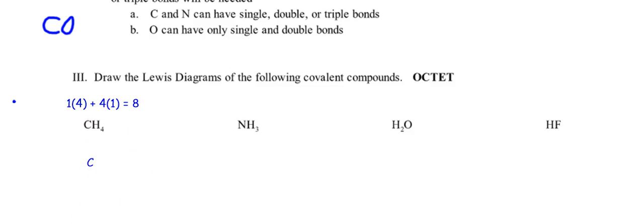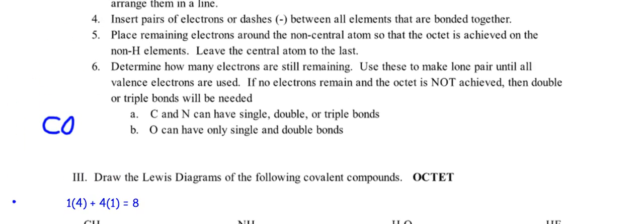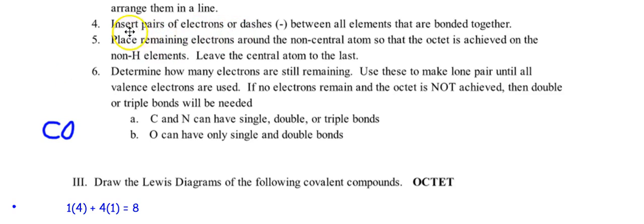All right, now I have 4 hydrogens around it. I'm going to use dashes because it's a lot easier to do that on the computer. So there's that, and then there's another dash, and then here's another dash. So go ahead and count these. How many have I used up? 2, 4, 6, 8. Hey, folks, that's how many I have. I'm done. Do I have to worry about, what does it say here, lone pairs? All right, so insert pairs of electrons or dashes between atoms that are bonded together. I did that. Place remaining electrons around the non-central atoms. There are no remaining electrons, so I don't have to do that. So then I don't have to worry about number 6 either, okay?